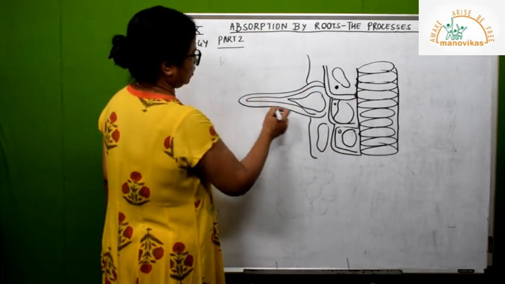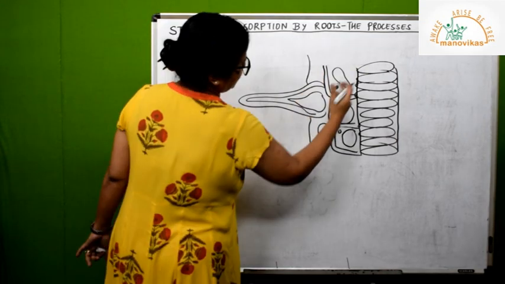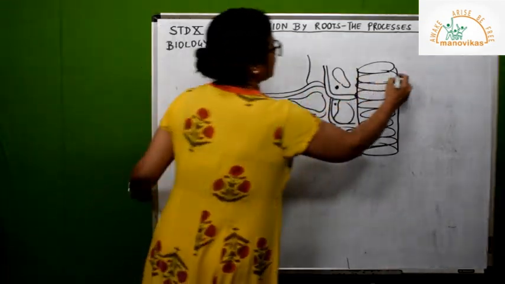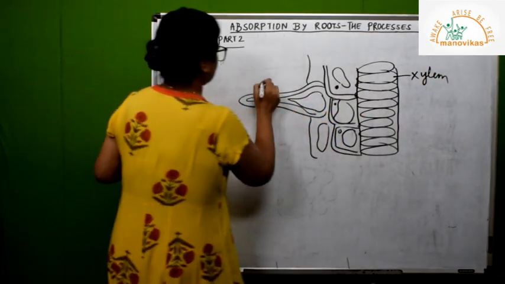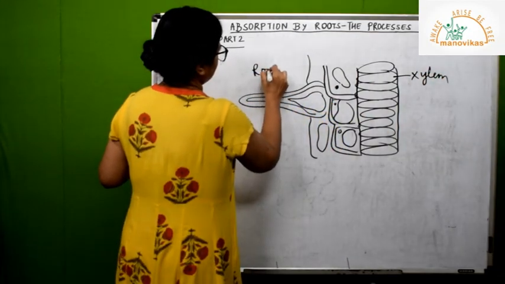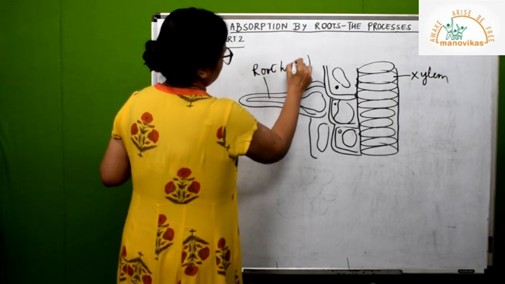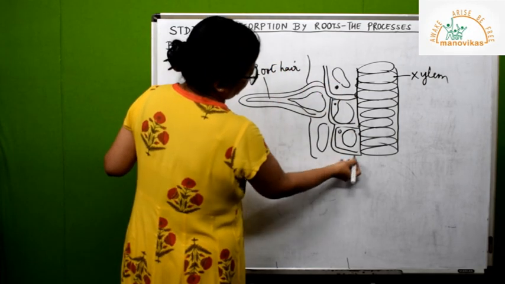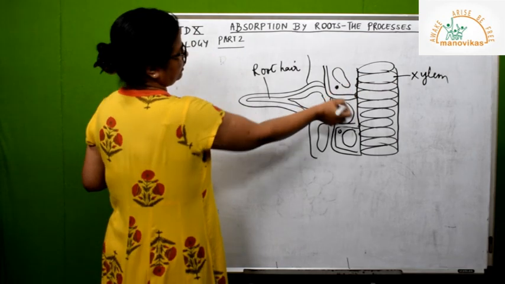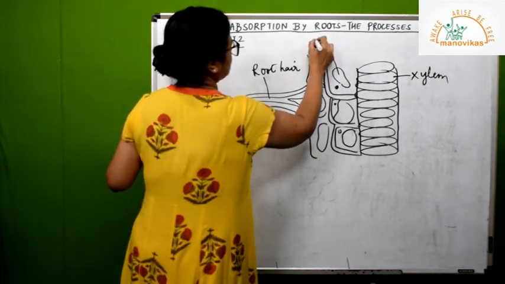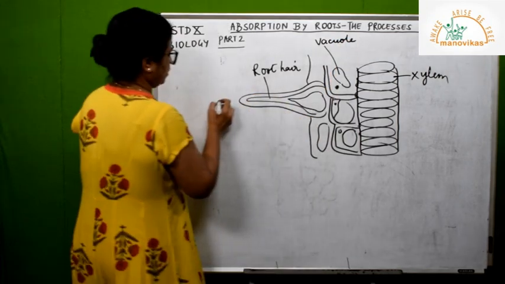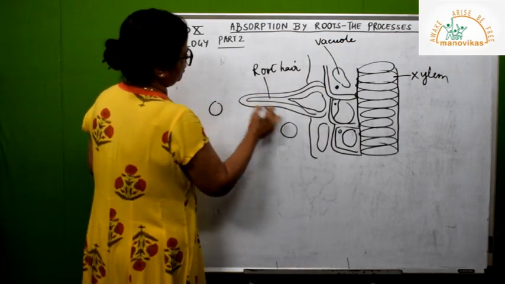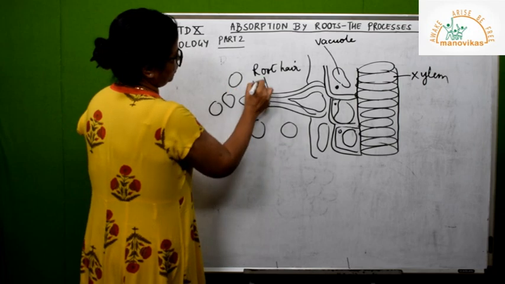Now look at this. This is the structure again of a root hair with the adjoining cells. These are the xylem. This is the root hair. These are plant cells, hence they have their cell walls and large centrally placed vacuoles. They are surrounded by soil particles with water between them.